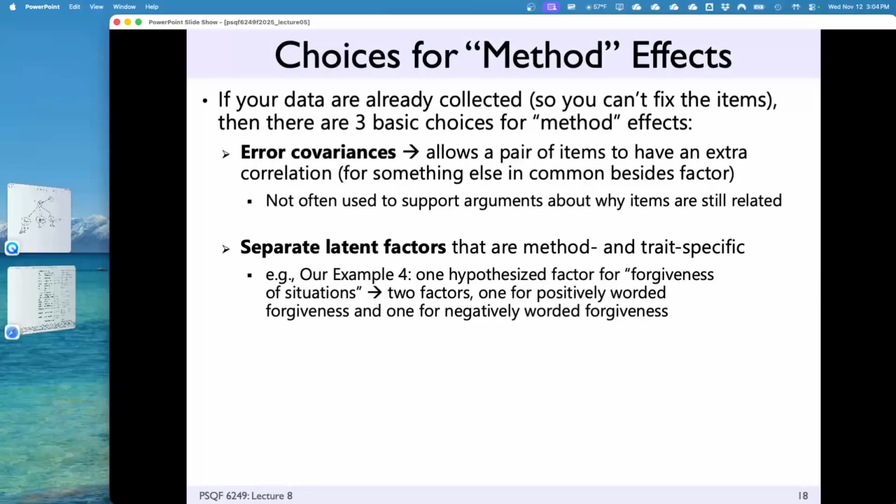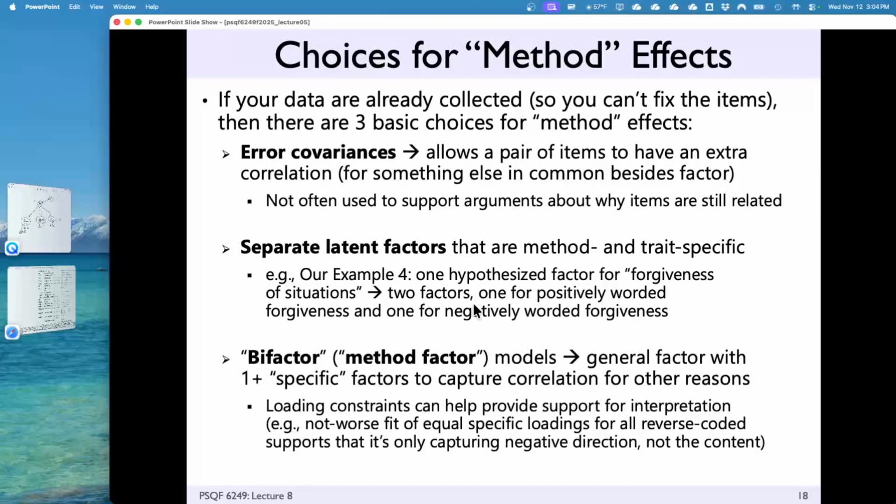You can create separate latent factors. So for instance, I'll get to that in just a second. In that example before, there might be two factors, right? One for positively worded and one for negatively worded. Or you could do something called a bifactor model, which is sometimes called a method factor model. It's a general factor, so that's the trait you're interested in, with one or more specific factors that soak up variability based on valence or design or something along those lines.